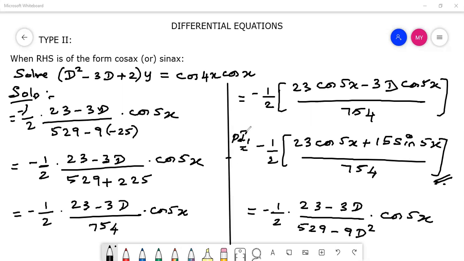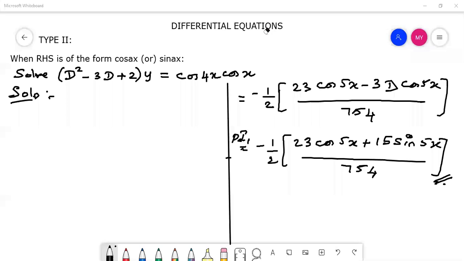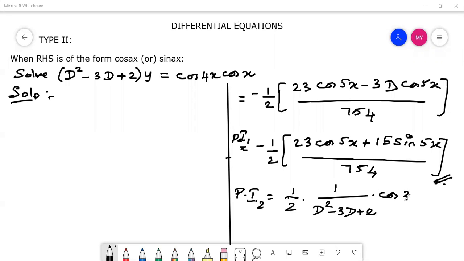Now we have to find particular integral 2. So now what is particular integral 2? It is 1 by 2 into 1 by D square minus 3D plus 2 into cos 3x. Here my a is 3. What is then a square? Negative a square will be negative 9. So wherever you are having D square, you have to apply negative 9. So the answer is particular integral 2.